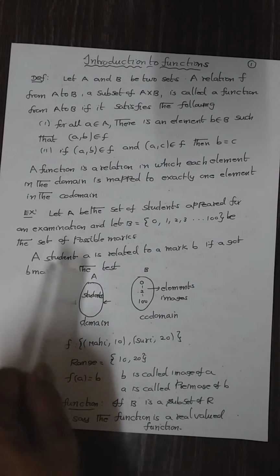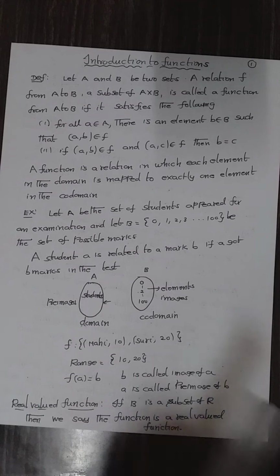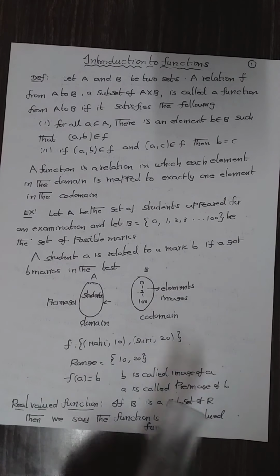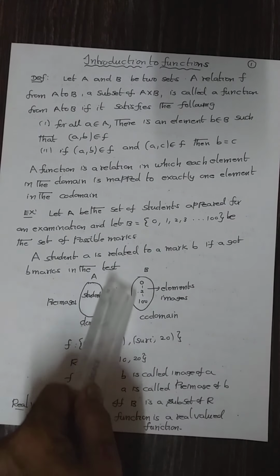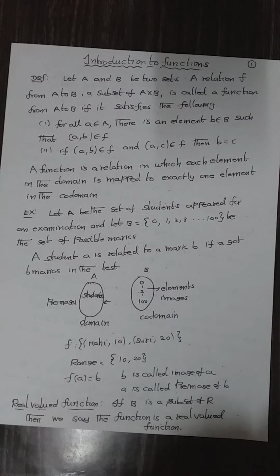So the domain, I am taking students. Codomain elements are images. The elements present in the codomain are known as images.